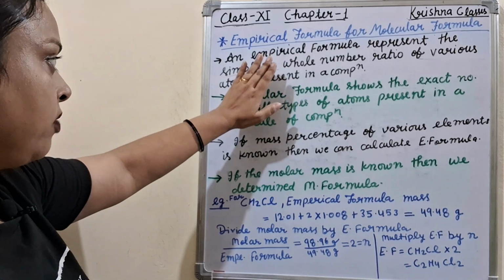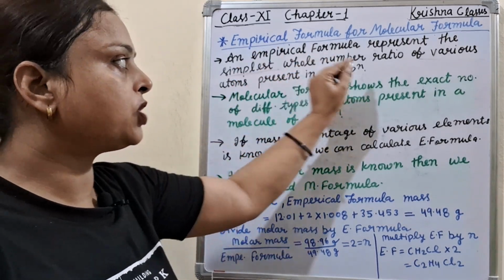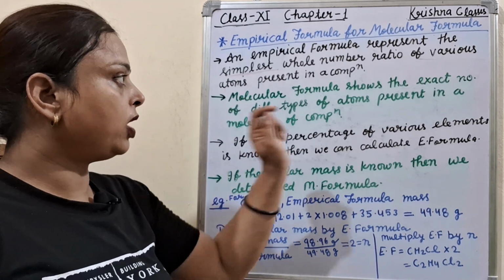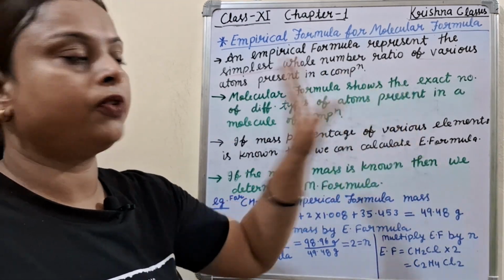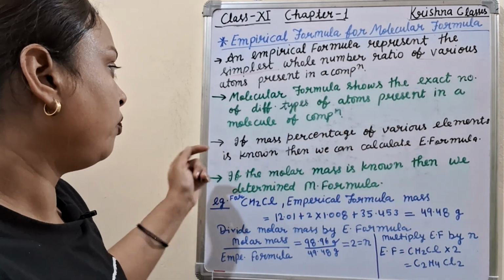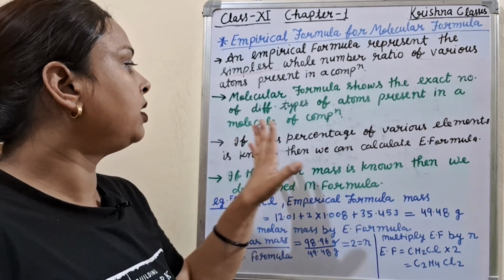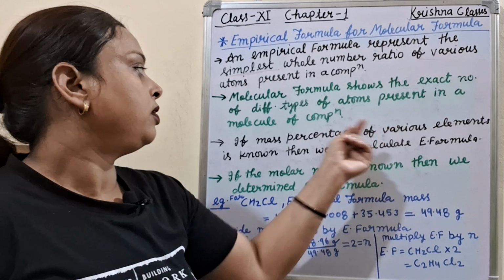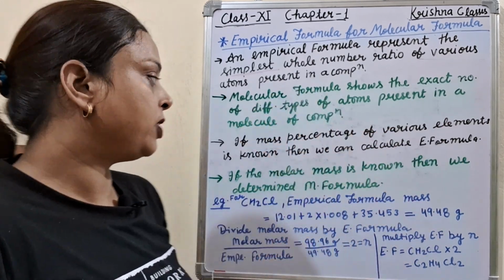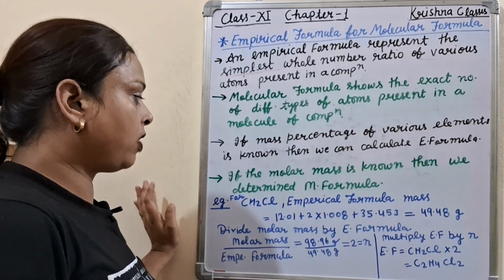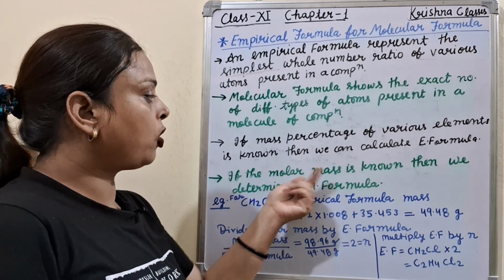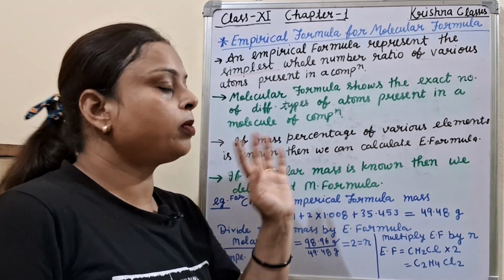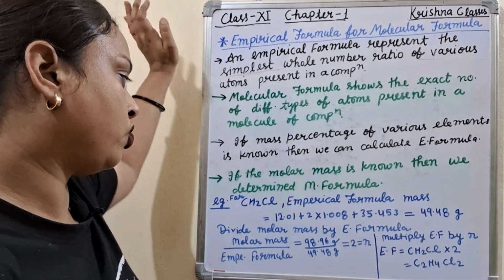So what is the empirical formula? It represents the simplest whole number ratio of the various atoms, and the molecular formula is the exact number of different types of atoms. So when we know the mass percentage of various elements, then we can calculate the empirical formula. And when we know the molecular mass, then we calculate the molecular formula.